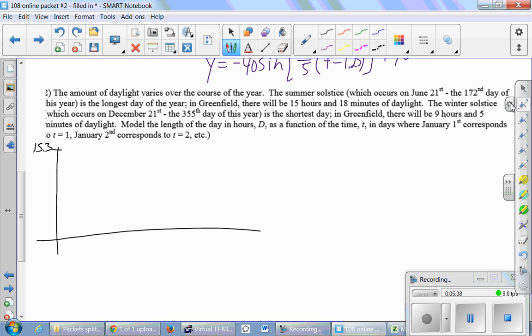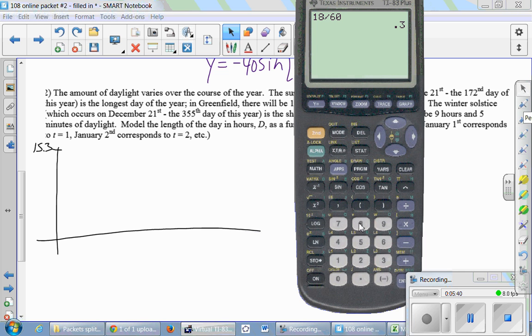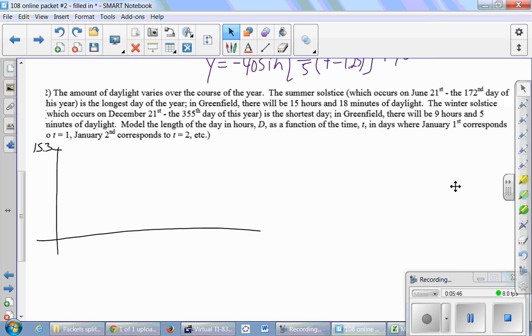And then at a minimum, it's 9 hours and 5 minutes. So if we do 5/60ths, we get 0.08 and change. So at our minimum, we're at 9.08 and change. And then tell us when these things happen.